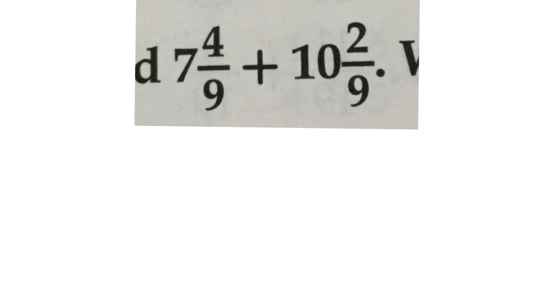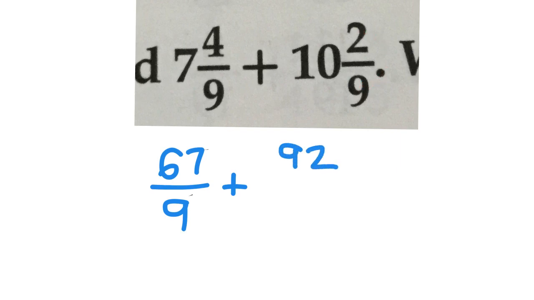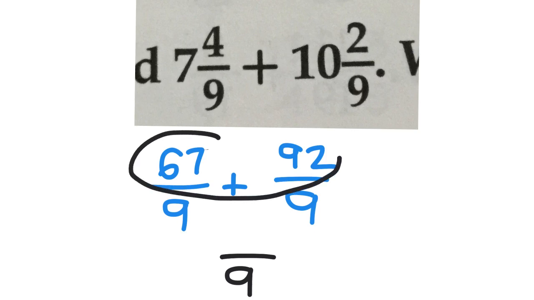What needs to be our common denominator? 9. So good, we've already got a common denominator. So let's make these improper fractions. 7 times 9 is 63. 63 plus 4 is 67 over 9 plus 10 times 9, 90 plus 2, 92 over 9. Now my common denominator is going to stay 9, and then combine the numerators. 67 plus 92 should be 159 over 9.